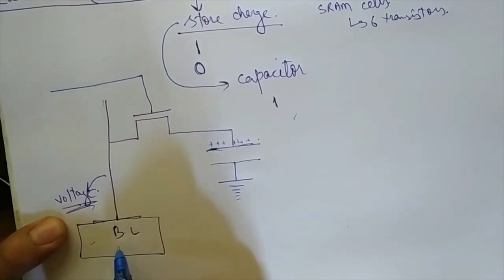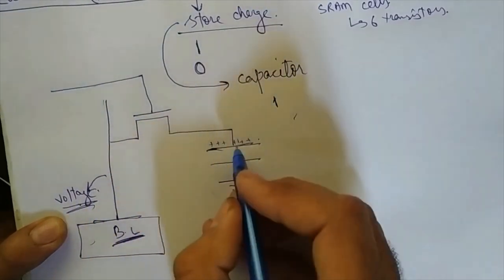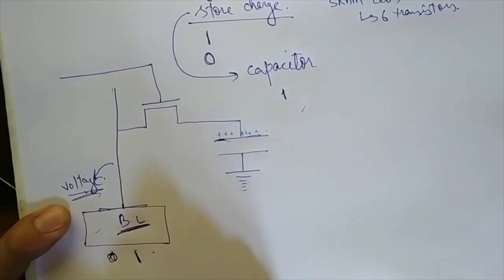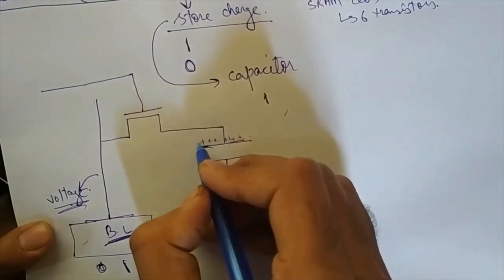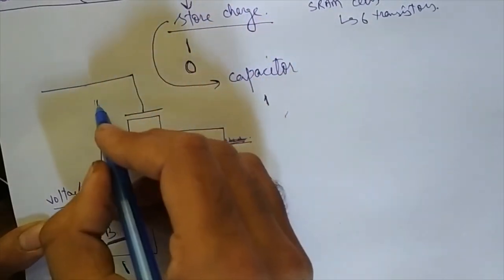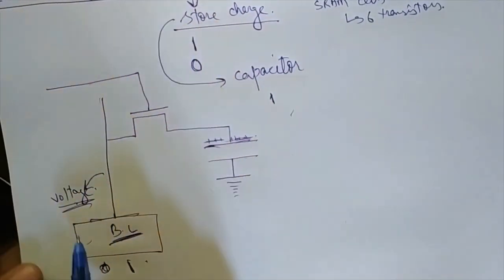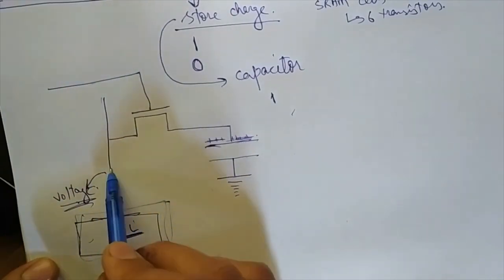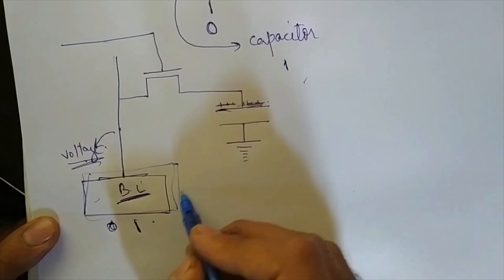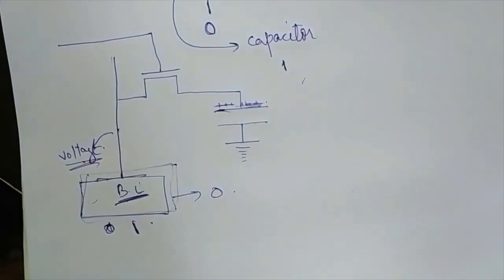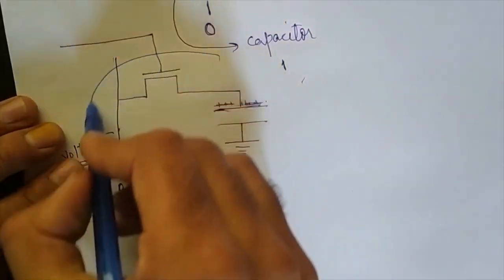If there is a presence of voltage on this bit line, that means this cell stores 1. However, if there is no charge present, then by activating this switch, there won't be any voltage on the bit line. So our detector here will say that there is no voltage on the bit line, which means this cell stores 0. So this is our DRAM cell.